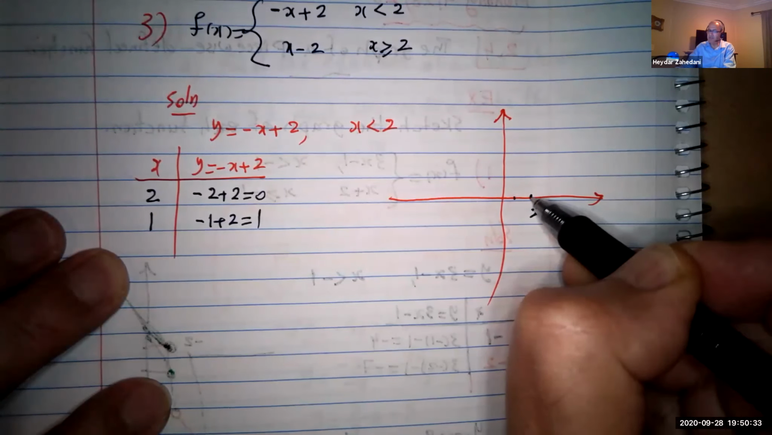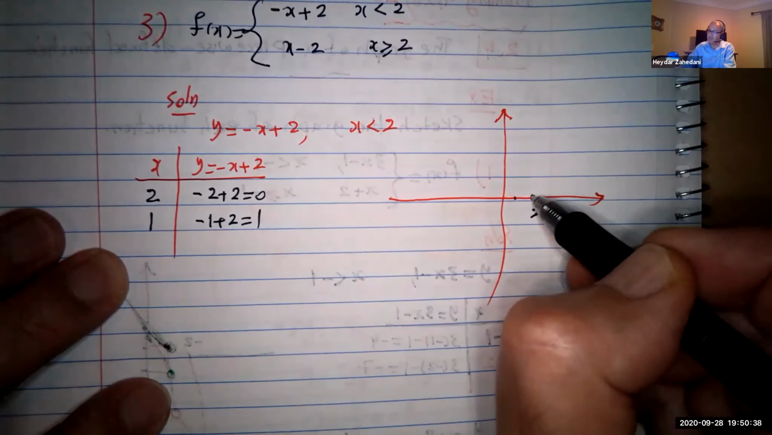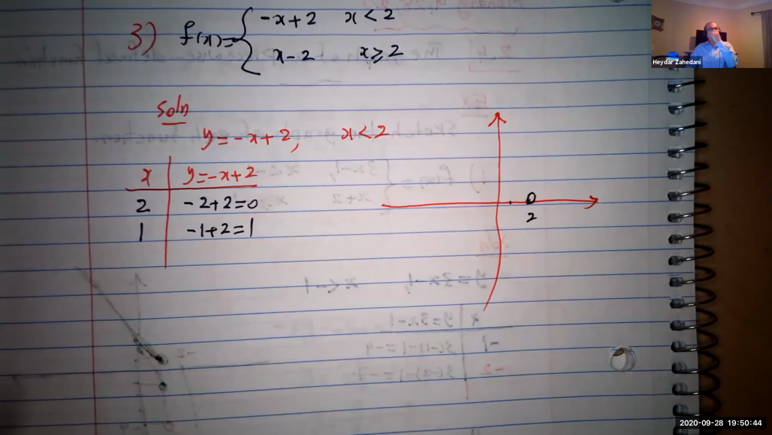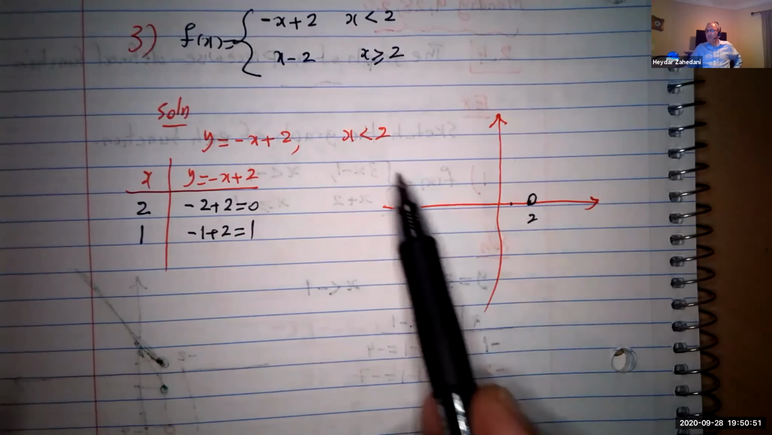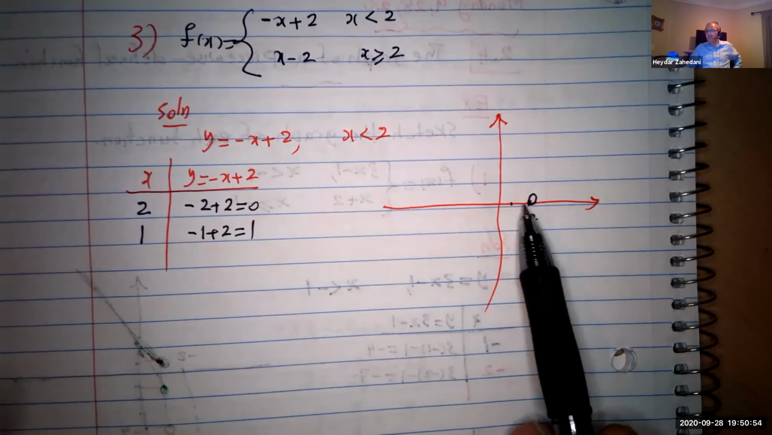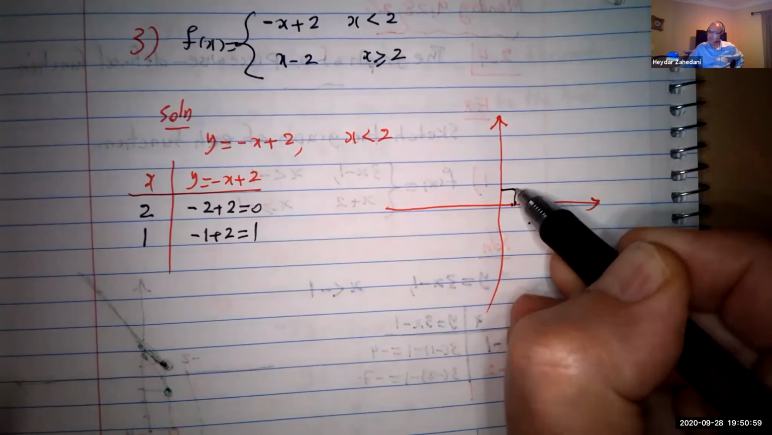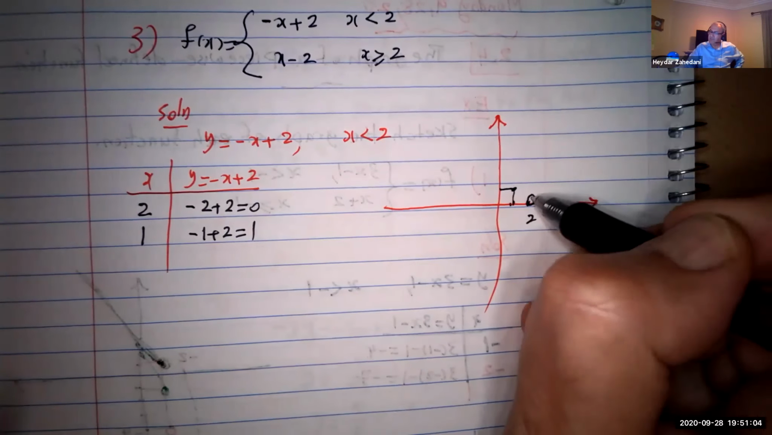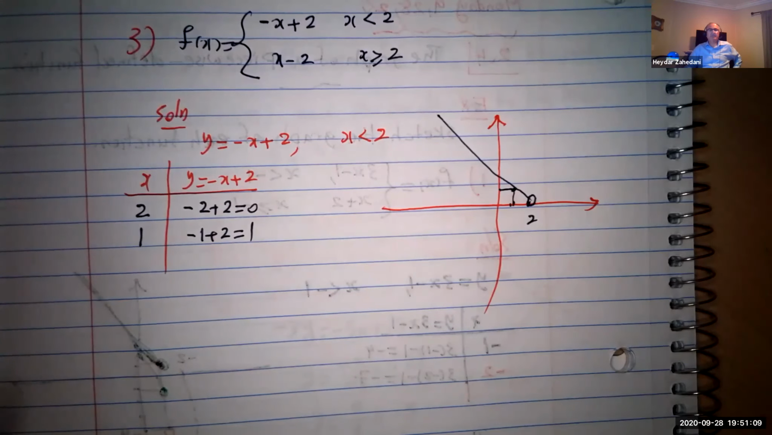So do you have it or not? You see, x is less than 2. Less than 2 means you don't have it, so you make a hole. For that partition point, you have to decide. Other points, no. So it's going to be 2, 0, on the x-axis. But since you don't have the equality sign, you take it out. Then 1, 1. You connect, but it's less, so you go to the left. This is the graph of the first part. Any question?